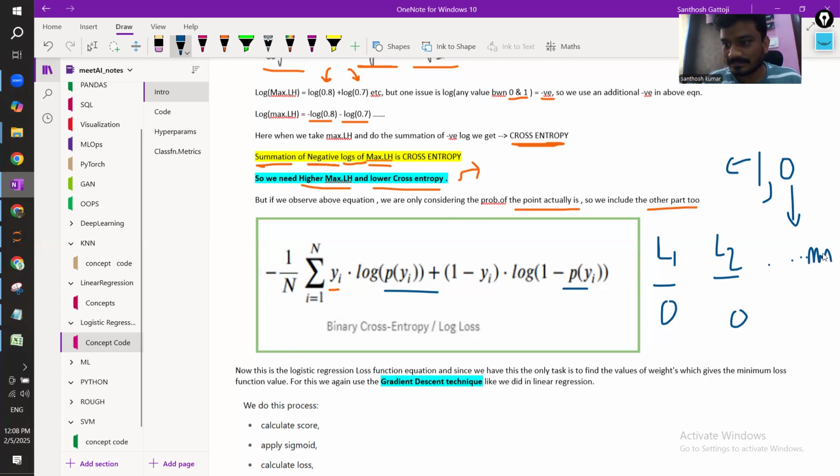Forget about the maximum likelihood, all that we understood. But finally, now this should sit in your mind. The final thing you got is the loss, and it should be minimum. Minimum. Minimum.